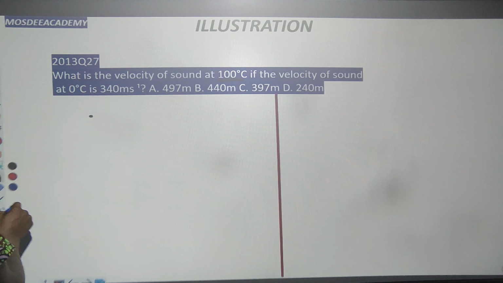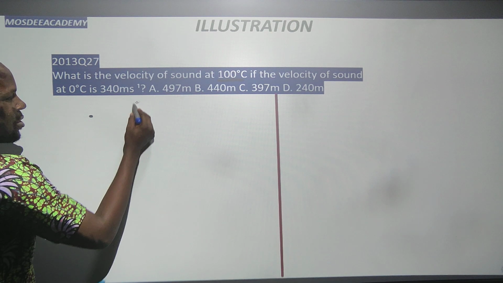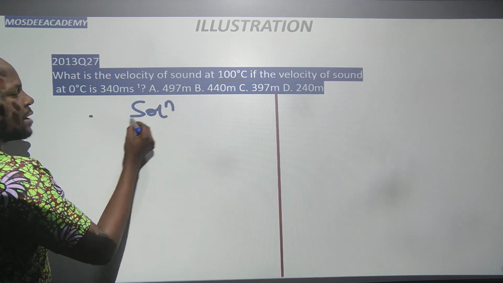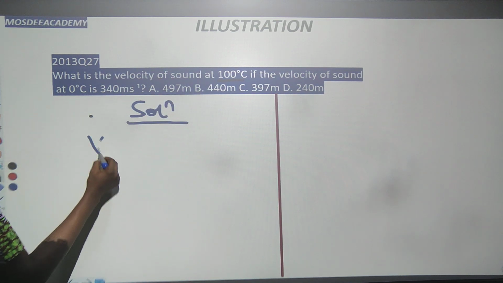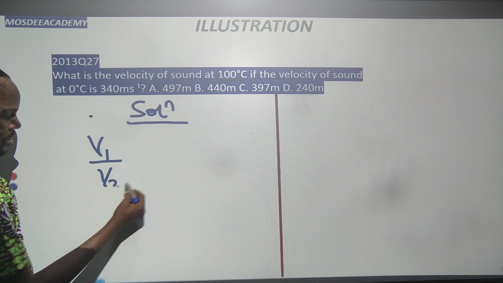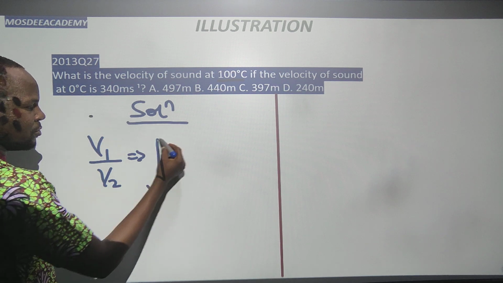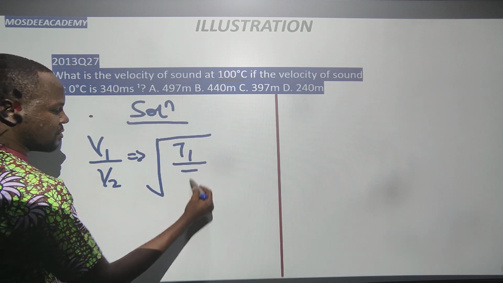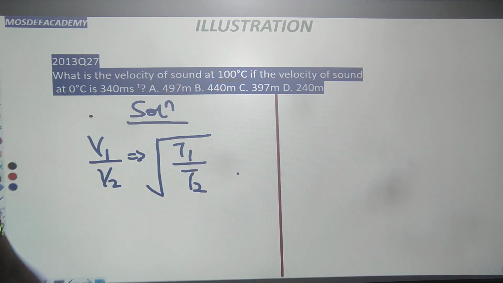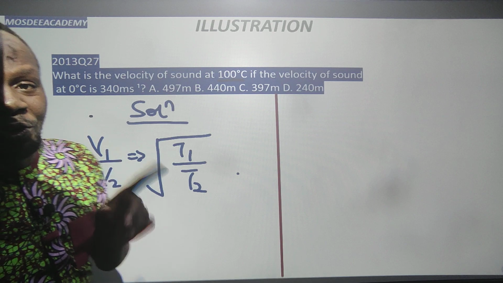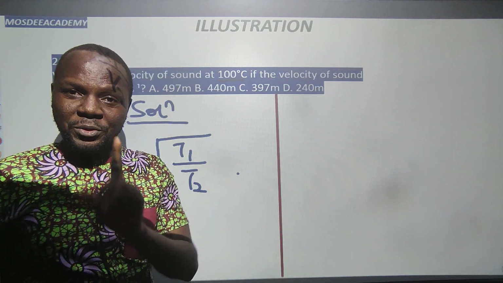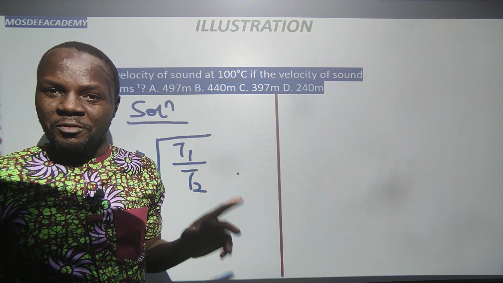So if you go by that, solution-wise, I'm going to say solution. Directly we can say from our formula V1 over V2 is equal to the square root of T1 over T2. I told you to keep it in mind. So directly, nothing to solve, just parameter-wise, and again, under normal temperature and pressure. Very important. What's the normal temperature formula?